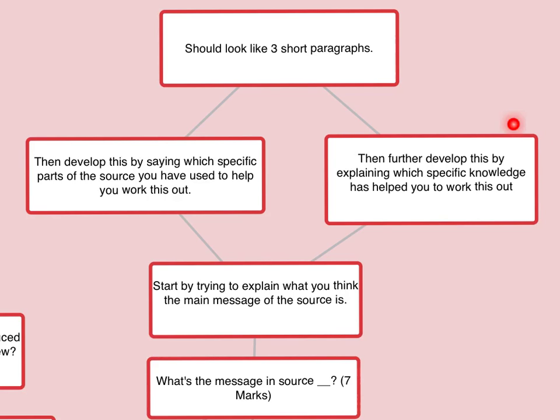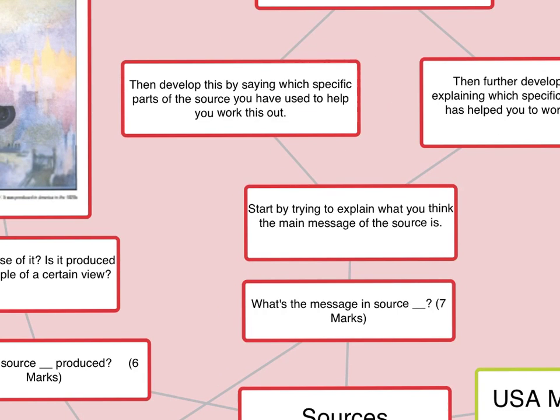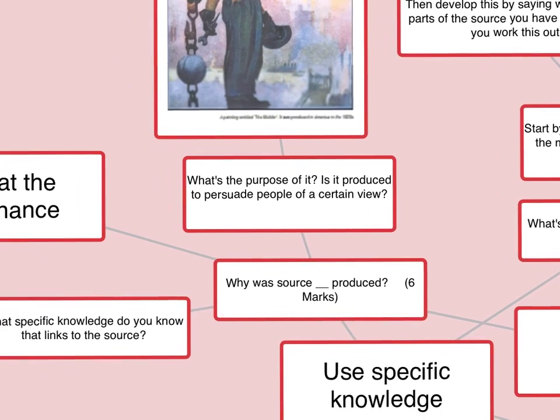Then further develop this by explaining which specific knowledge has helped you to work this out. So in that farming example, you might say about the money that was being made in the cities and how farmers were struggling, okay? And I think this is important. It should look like 3 short paragraphs. It should start with a little paragraph that says the main messages, then specific parts of the source, and then specific knowledge has helped you to work this out. Okay, so what's the message in source? And obviously it's whichever source, for 7 marks.